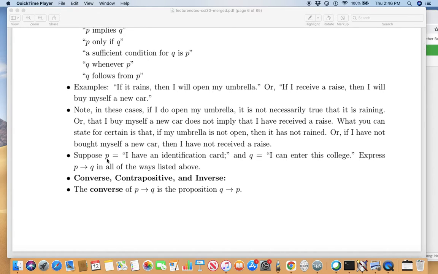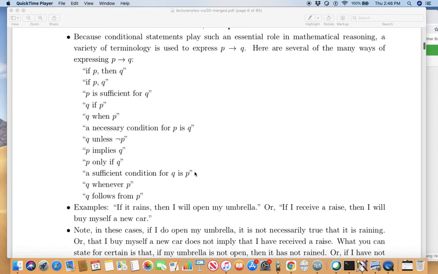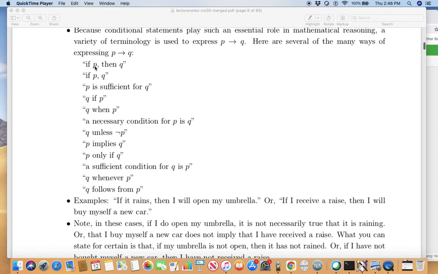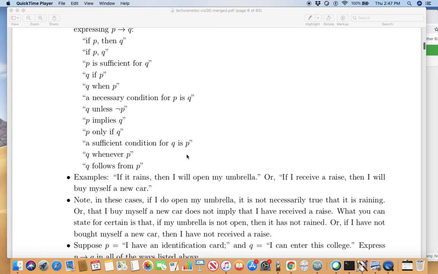Suppose P is "I have an identification card," and Q is "I can enter this college." Express P implies Q in all of the above listed ways. Well, you can say if P then Q. That is, if I have an identification card, then I can enter this college. If I have an identification card, I can enter this college.